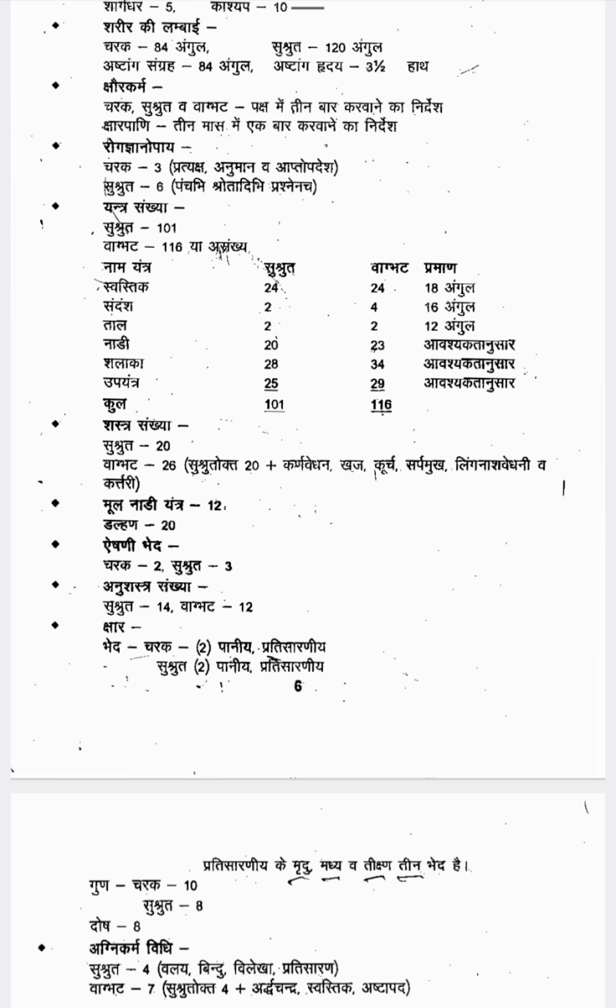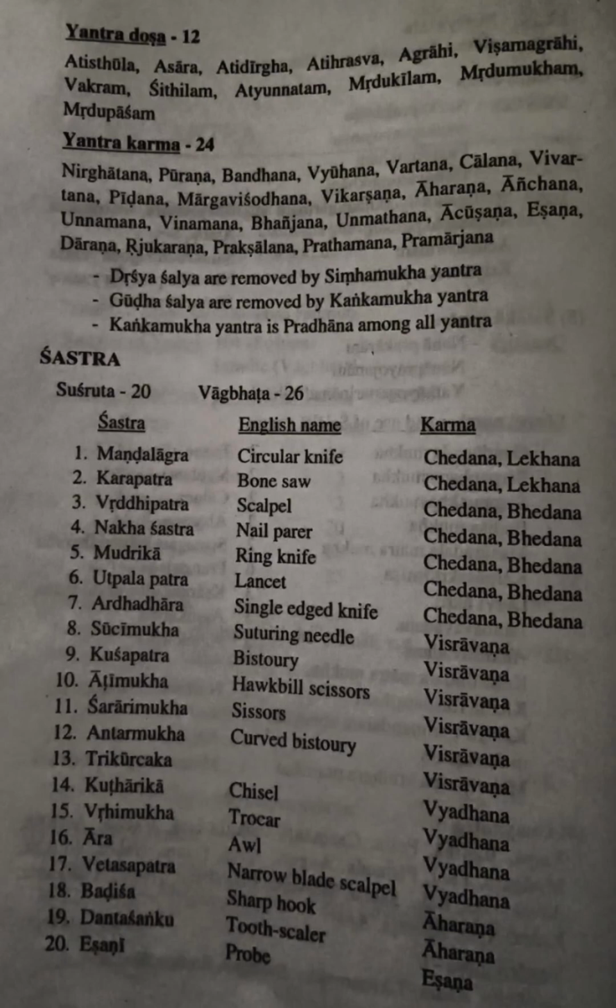Vagbhata has mentioned 26. So additionally he has mentioned Karna Vedana, Khaja, Kurcha, Sarpa Mukha, Linga Nasha Vedini, then Kartari. These are the 6 additional Shastras mentioned by Vagbhata. Okay, so what are the 20 Shastras? We can see the names of the Shastras. You can see, according to Sushruta 20, according to Vagbhata 26.